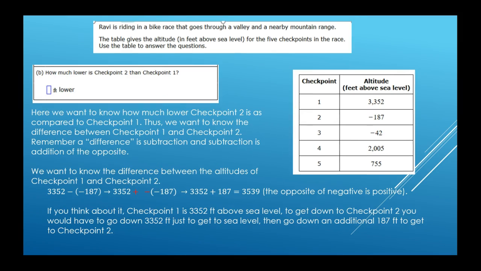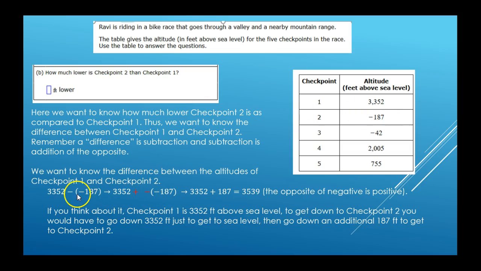Now the second part of this question, how much lower is checkpoint 2 than checkpoint 1? So checkpoint 1 is above sea level. Checkpoint 2 is below sea level. So here we're finding the difference between the two checkpoints. Difference is subtraction. So we want to know the difference between checkpoint 1 and checkpoint 2. Checkpoint 1 is 3,352 feet, and we're going to subtract checkpoint 2.